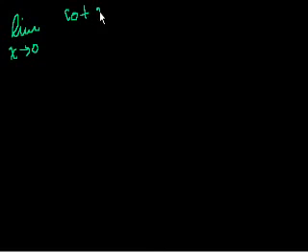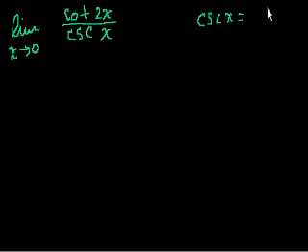So it was the limit as x approaches 0 of cotangent of 2x over the cosecant of x. And this one, just like previous problems, more than knowing your pre-calculus or your calculus, you need to know your trig identities. So cosecant of x, that's just 1 over sine.